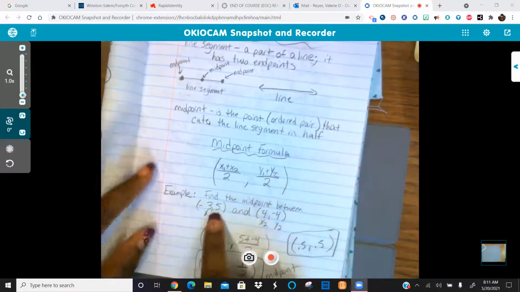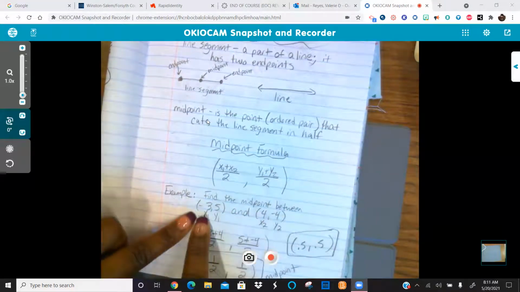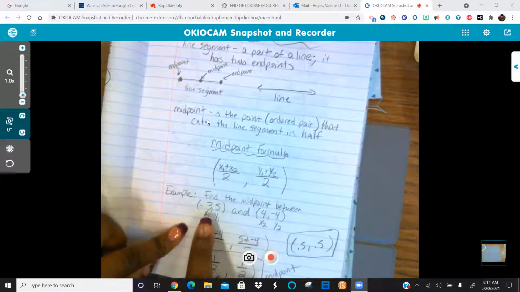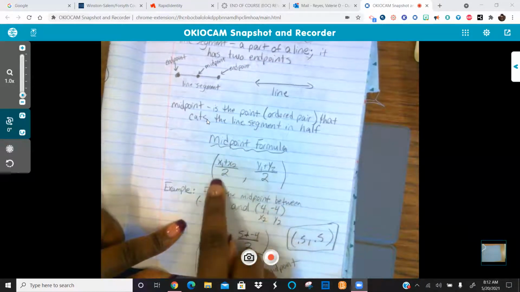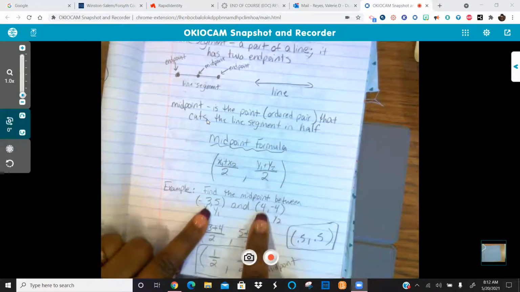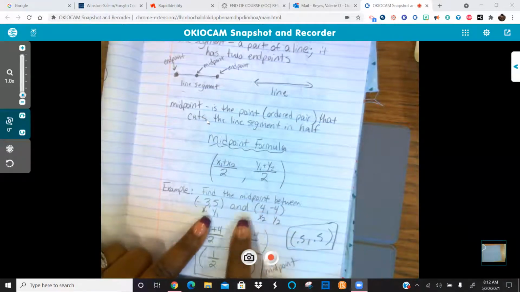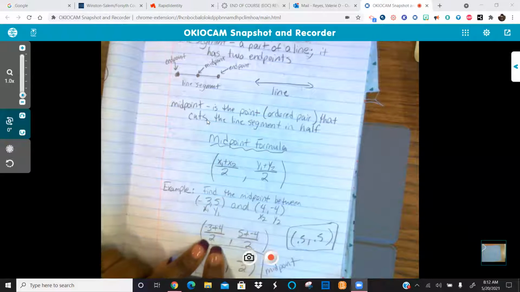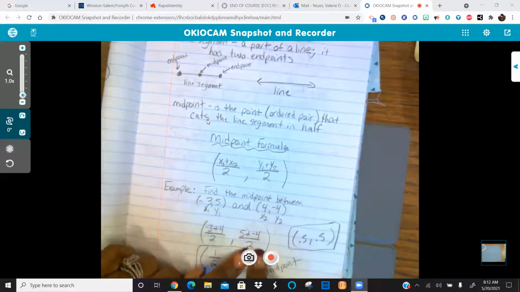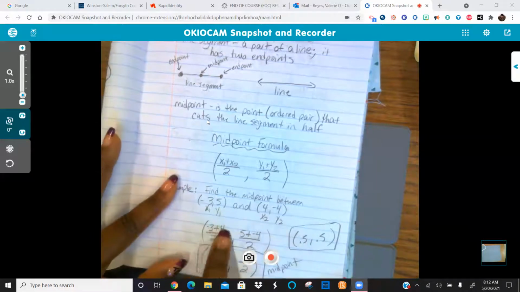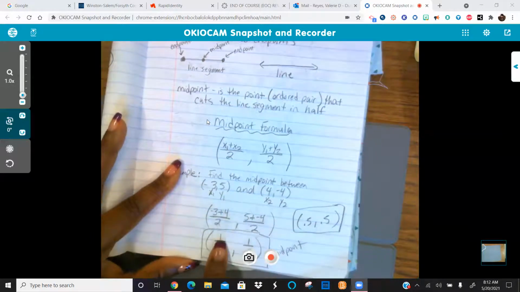It says find the midpoint between these 2 points. Label it. First point, x1, y1. Second point, x2, y2. Use the midpoint formula. Take the x's. You see these x's right here? Add them together and divide by 2. Take the y's. Add them together, then divide by 2. So when I add this together, look at what I get. I get 1 over 2. When I add this together, I get 1, and then I bring down the over 2.